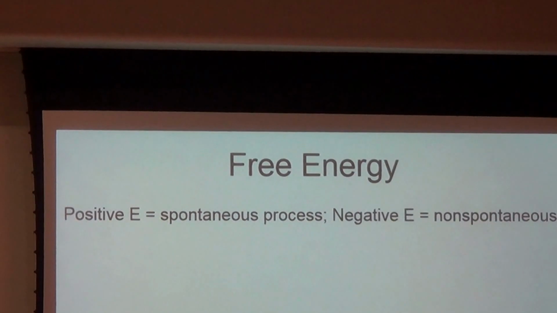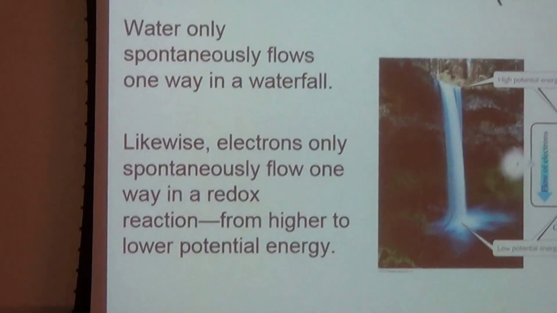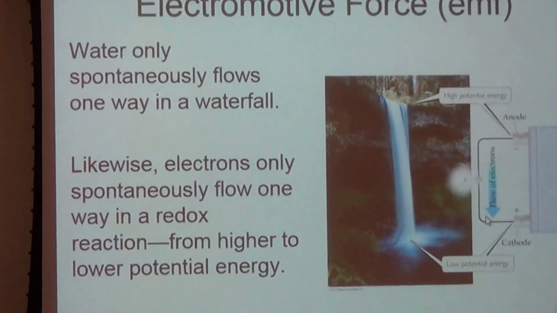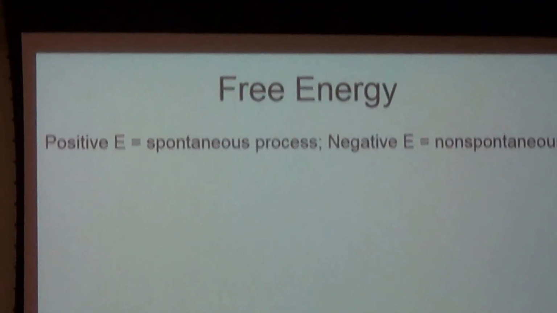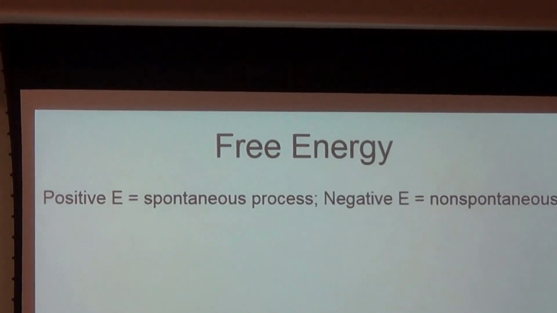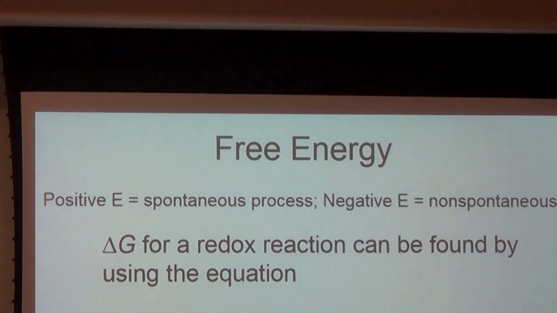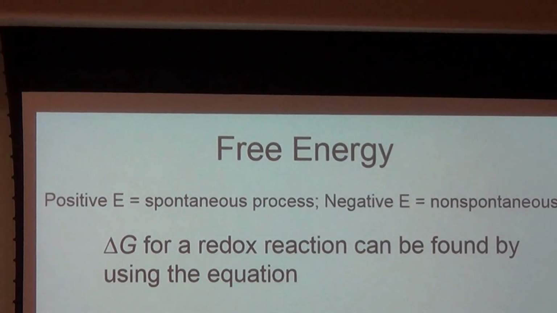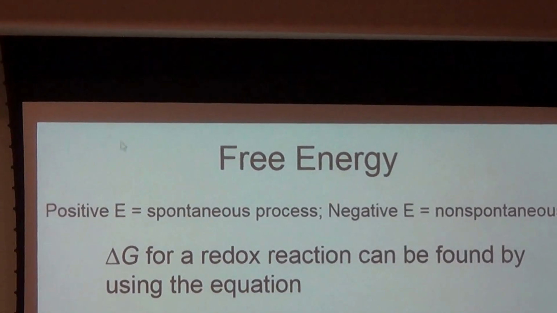I mean, think about, let's go back to this picture. If this is positive, that means that this is happening. And it's going to be as spontaneous as water flowing over a waterfall. So positive E, spontaneous process. Negative E, non-spontaneous process. Now, of course, as chemists, we can come up with a way to quantify anything. And so we have found a way to quantify delta G for redox reactions. If we want to figure out if a redox reaction is spontaneous or not, we need to use this equation.